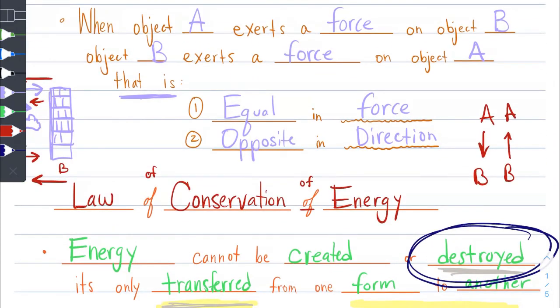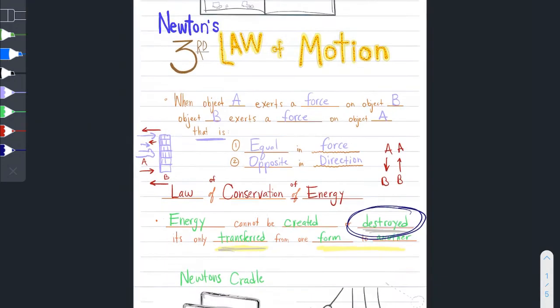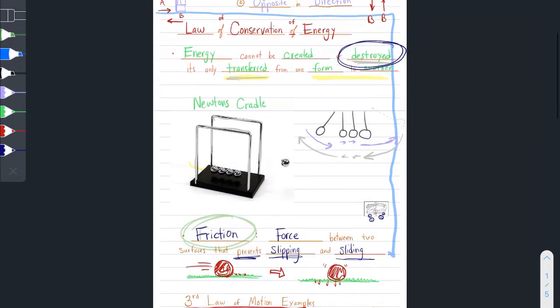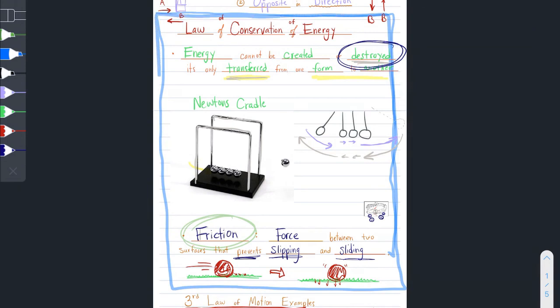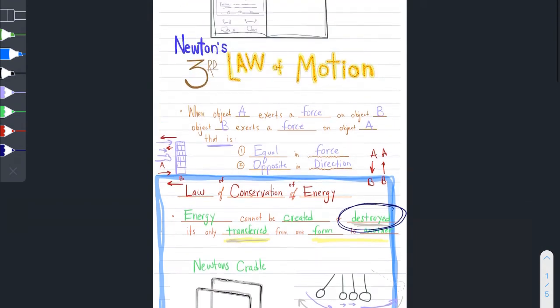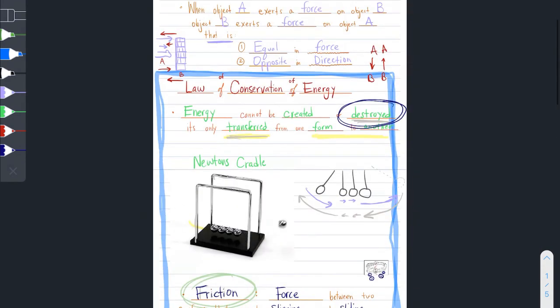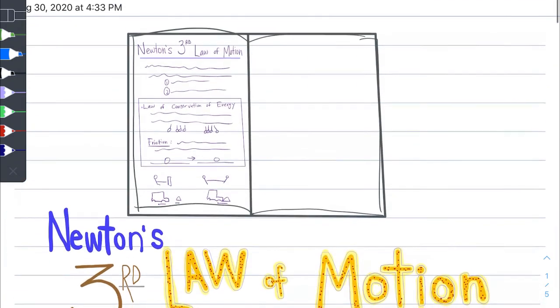When one object exerts a force on another object, that second object exerts an equal and opposite force back on the first object. The last thing I want to do here is organize our page like we did in Newton's second law of motion. Since this stuff is all extra to enhance our definition, let's draw a box around law of conservation of energy and friction to show that those are enhancers to our definition, but not the definition by themselves of Newton's third law of motion. So we have the definition at the top, the examples at the bottom, and some enhancement in the middle. Now you know Newton's third law of motion.